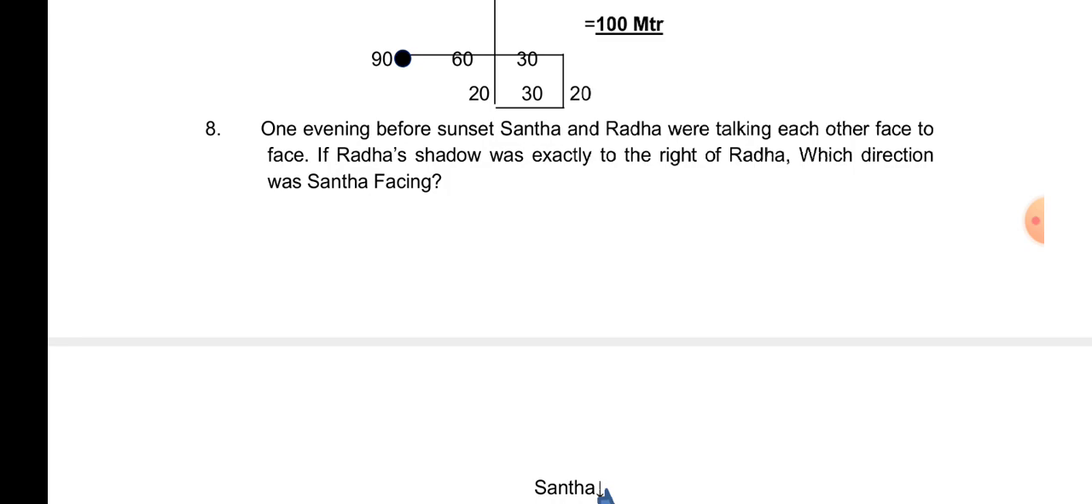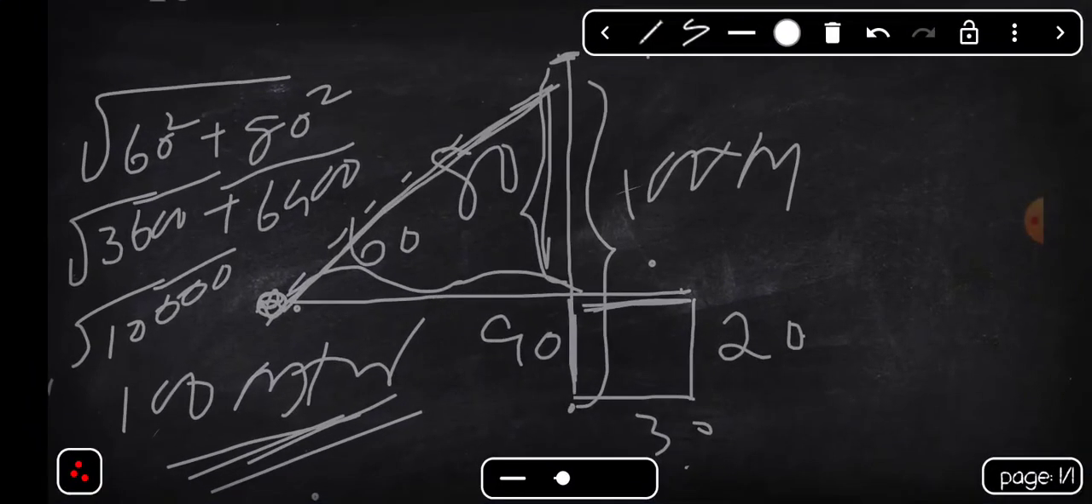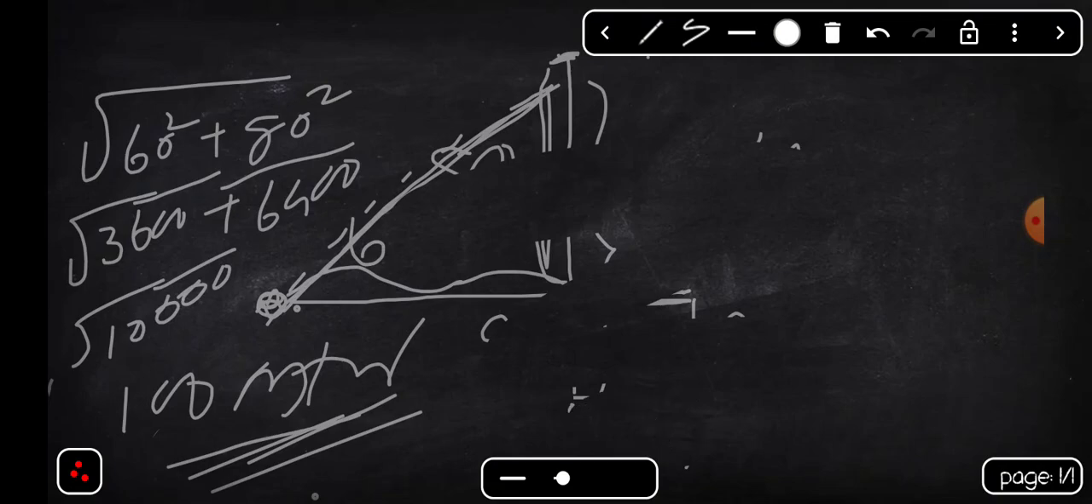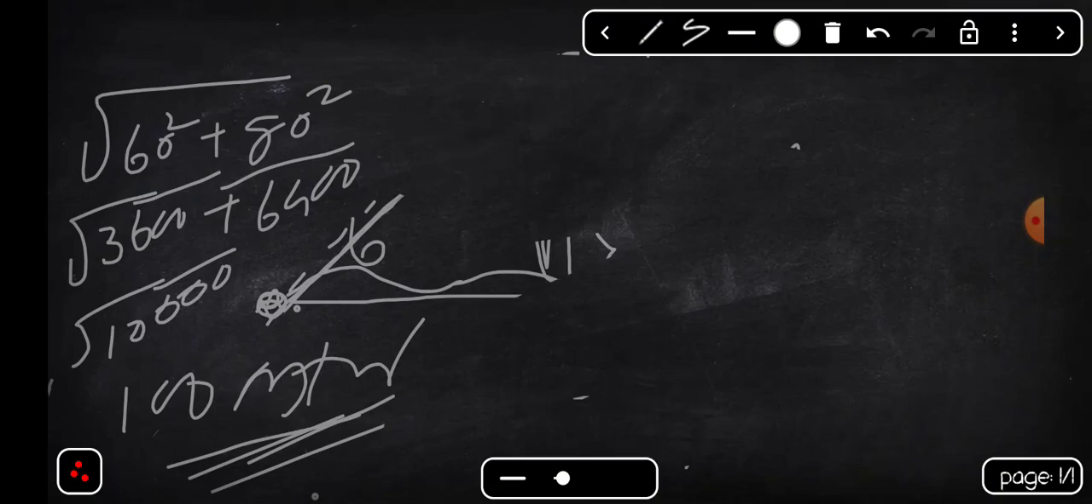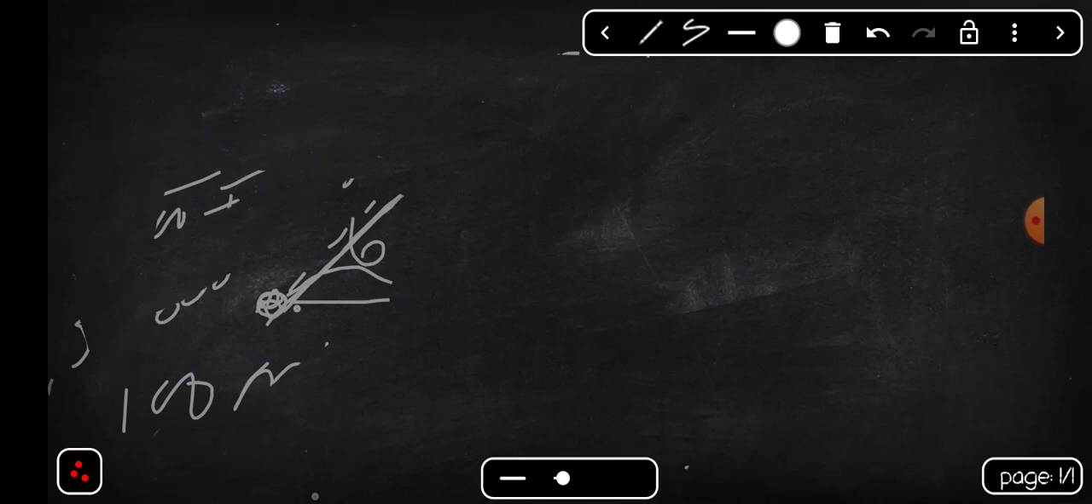एक शाम के टाइम पर शांता और राधा आपस में बातचीत कर रहे थे, face to face होकर. Radha's shadow was exactly to the right of Radha. राधा का शेडो राधा की ही राइट साइड में है. इसका मतलब क्या है? सनसेट मतलब इवनिंग टाइम. इवनिंग टाइम में the sun will be in the west side. That means the shadow will be in the east side.